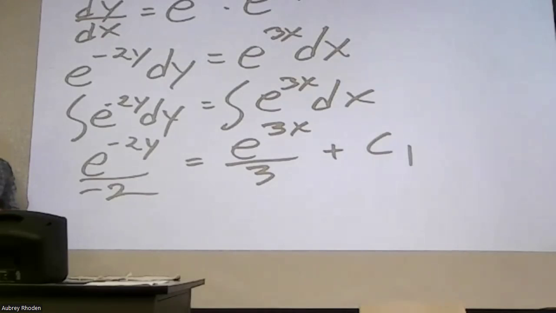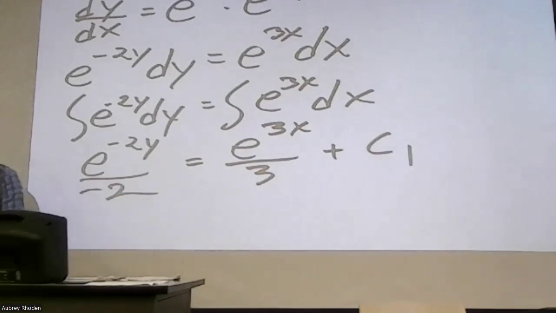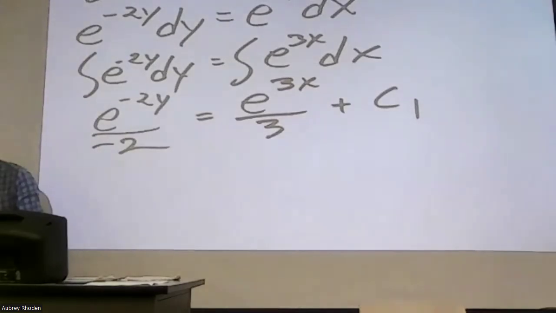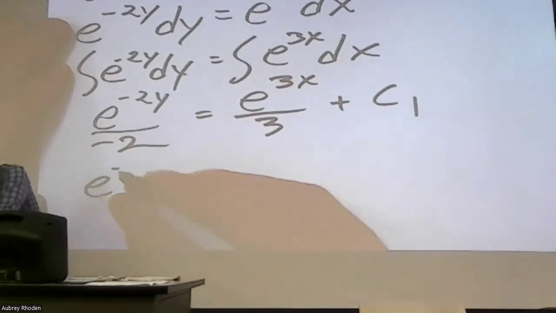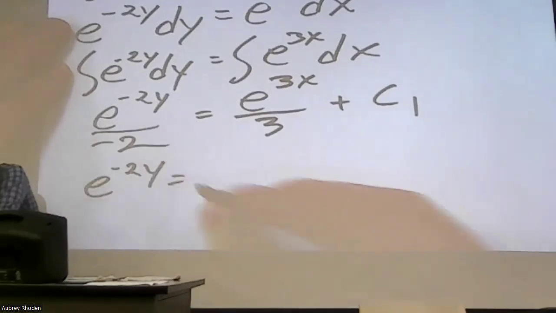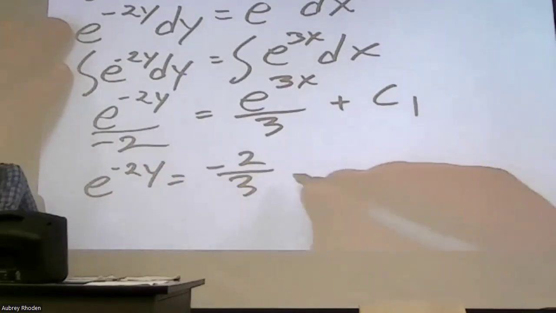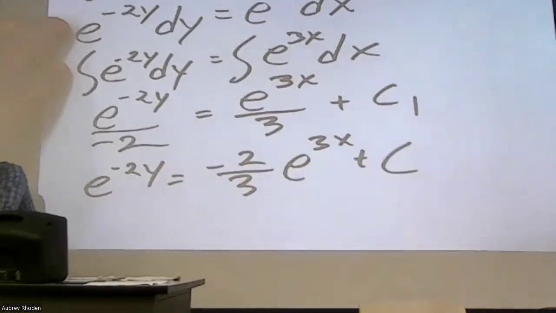Okay, so the first thing to do would be multiply both sides of the problem by negative 2. So that's going to end up giving me e to the minus 2y is going to equal negative 2 divided by 3 e to the 3x, and then plus c.